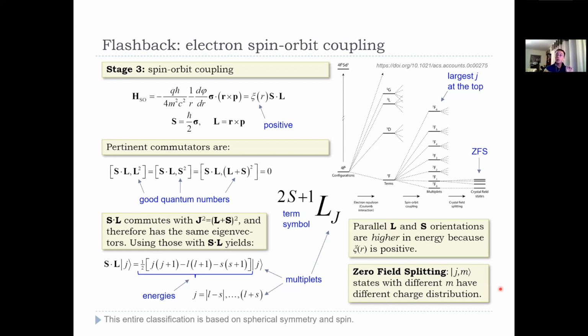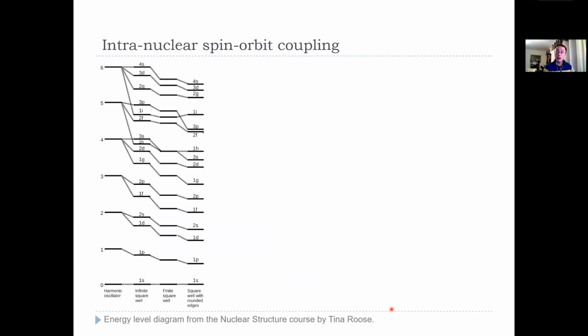So this was the hydrogen atom. And look at this. This entire classification is based just on spherical symmetry and spin. And so the wonderful thing about nuclear structure theory is because this is all spherical symmetry and spin, this translates exactly into the classification of spin-orbit coupled multiplets inside the nucleus. Okay, so now we go away from the electrons and we return to our task at hand. We return to the nuclear structure.